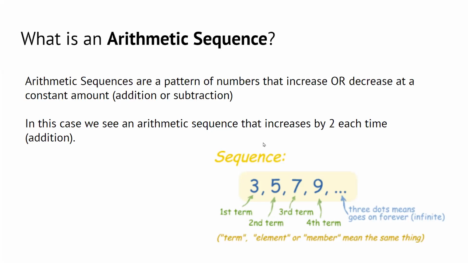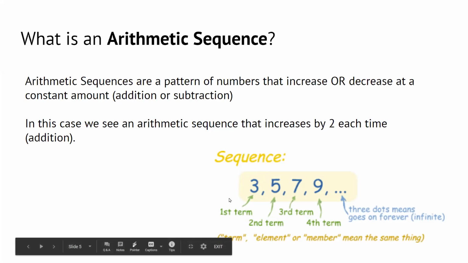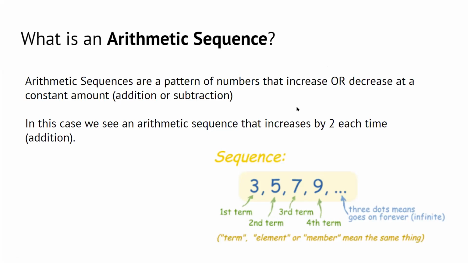So the first term just refers to the number in the order. So the first term is 3. We add 2 to get to the second term, which is 5, and then 5 plus 2, 7, which is the third term, and the fourth term is 9, which is 7 plus 2. And then the 3 dots, like I mentioned before, just tell us that the sequence goes on forever, even though we just wrote 4 terms down. And just a disclaimer, term, element, member, they all mean the same thing. They all refer to numbers in the sequence.